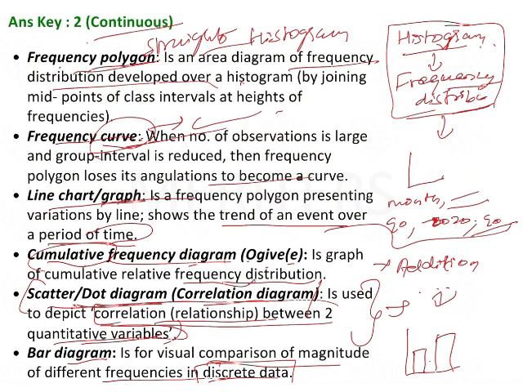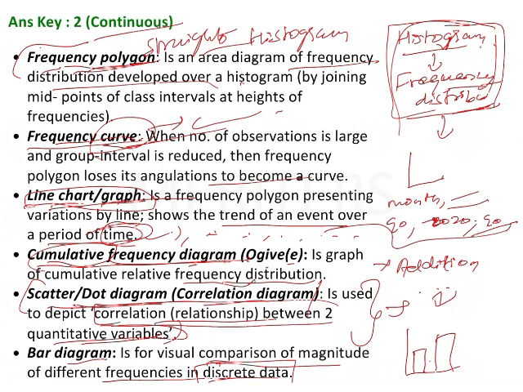Now I will say some shortcuts. Again, frequency polygon, frequency curve, and cumulative frequency diagram: whenever frequency polygon or frequency distribution comes up, it comes under histogram. This is the basic rule for solving this question. Line chart and graph, I told already: whenever the terminology is time in relation to month, year, decades, or centuries, then it is a line chart or graph. Then scatter diagram: whenever you see the terminology correlation, it is a scatter diagram. Bar, I told, is for discrete data.